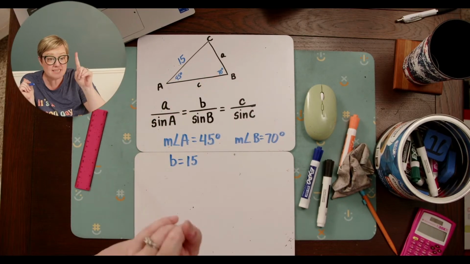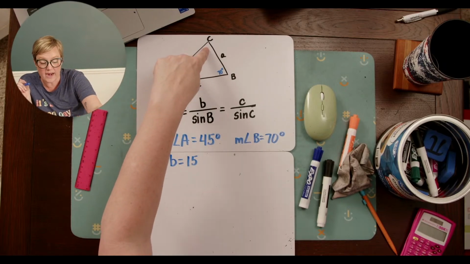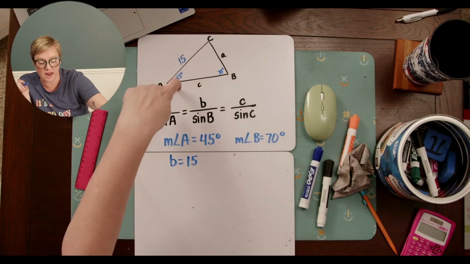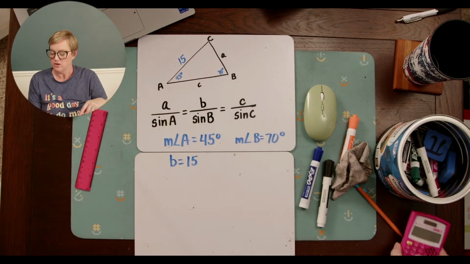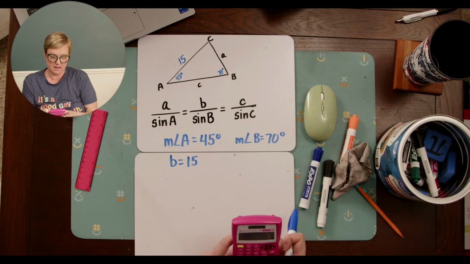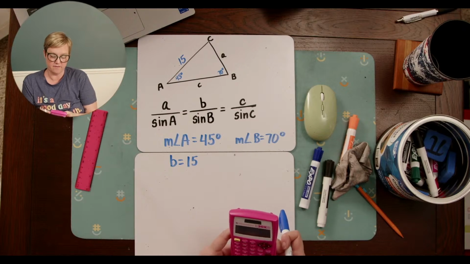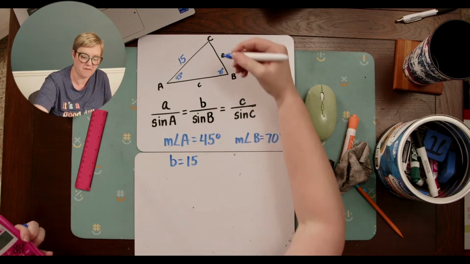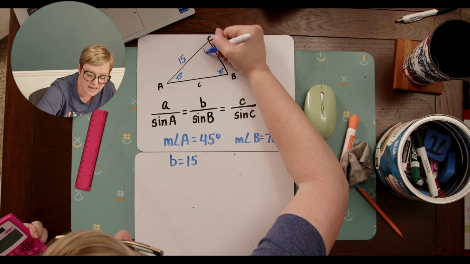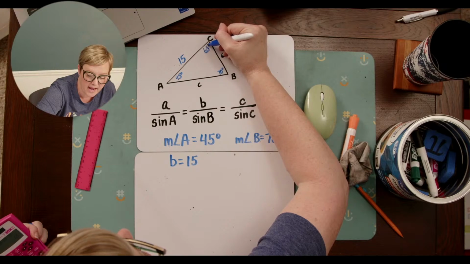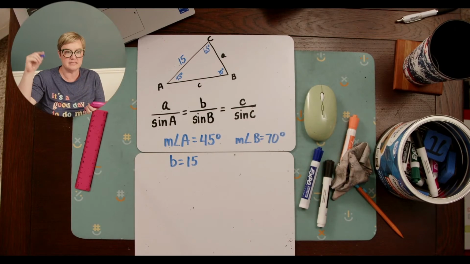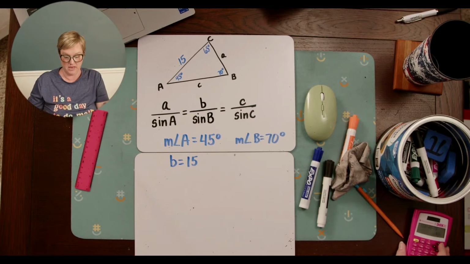Now, based on this, I already know what angle C is, right? Because all angles in a triangle should add up to 180. So if I do 180 minus 45 minus 70, I get that angle C is 65 degrees. Again, the angles in a triangle add up to 180. So 45, 70, and 65 equals 180.